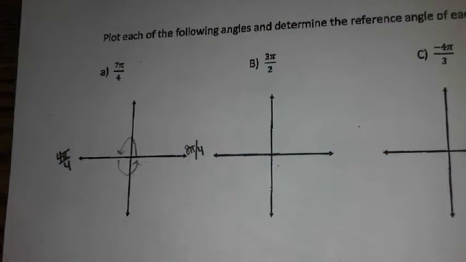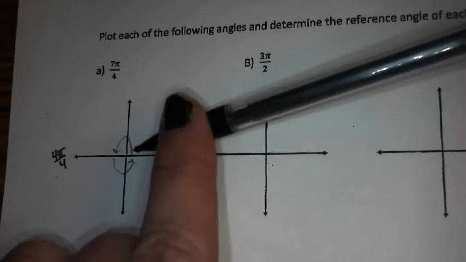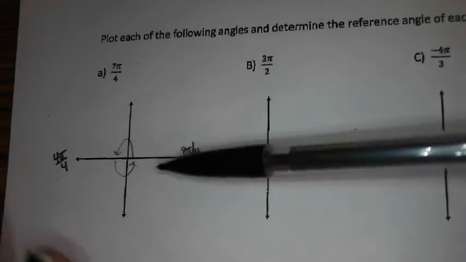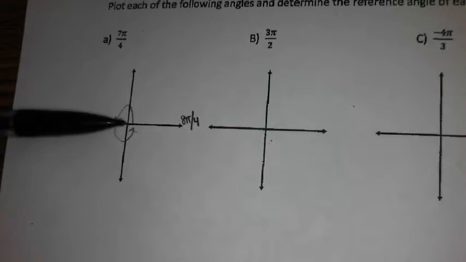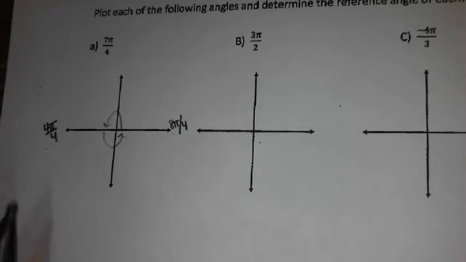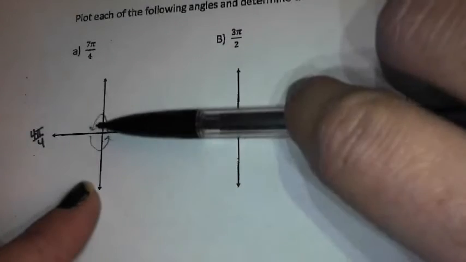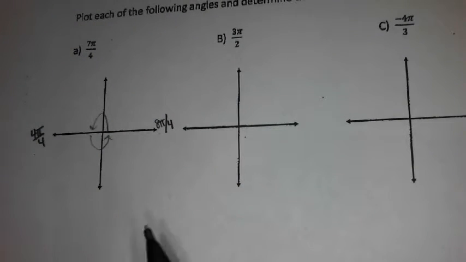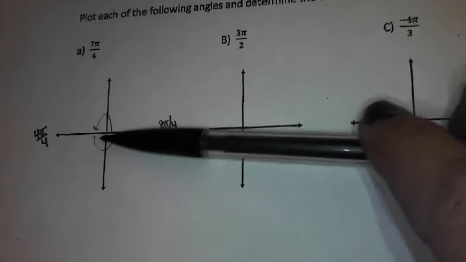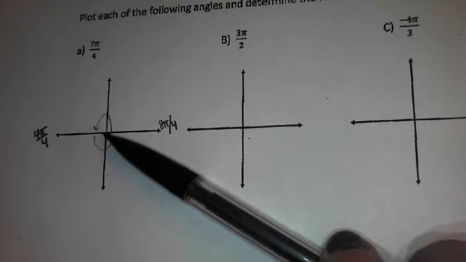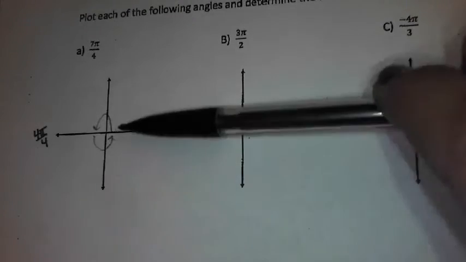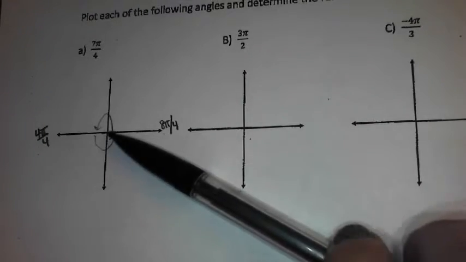8 pi over 4. So if you think about a clock, these being different little ticks: 1 pi over 4, 2 pi over 4, 3 pi over 4, 4 pi over 4, 5, 6, 7, and 8. You don't really have to go around the whole way to get to 7 pi over 4. You just know that that's 1 tick prior to 8, correct? Does that make sense to you guys? 7 pi over 4 is 1 tick prior to 8 pi over 4.